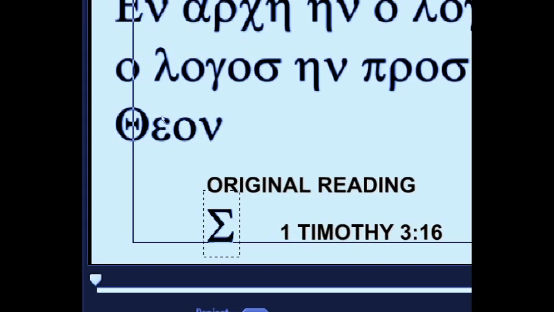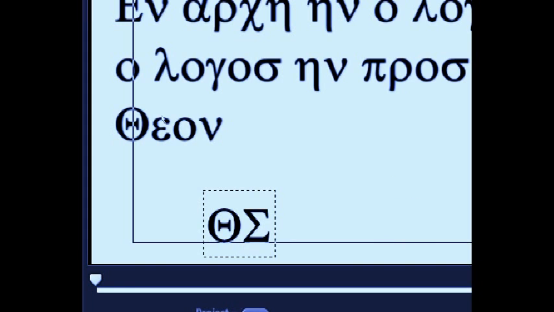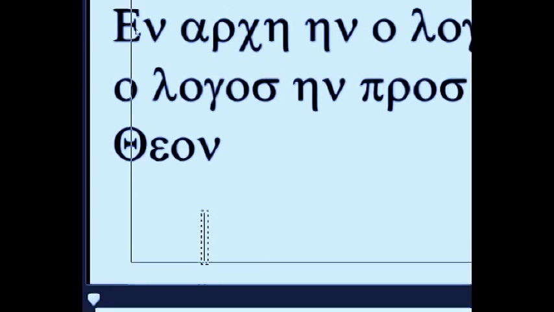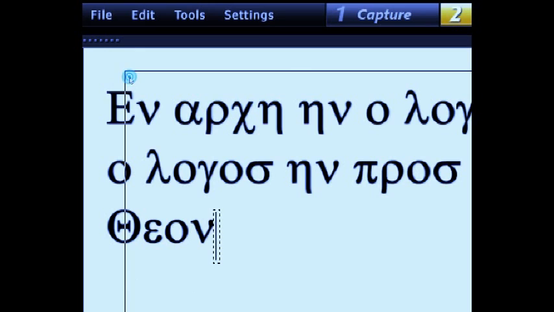Now, when they abbreviated the word for God, it looked like this. And that's where the confusion took place. But I can't get into that now. That was just for free. Alright? So let's get back to this.